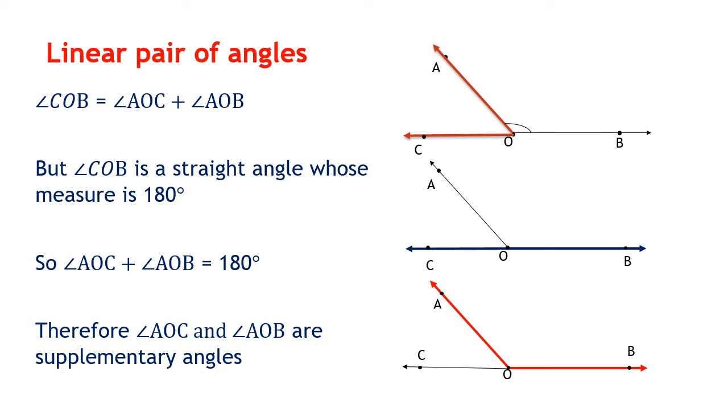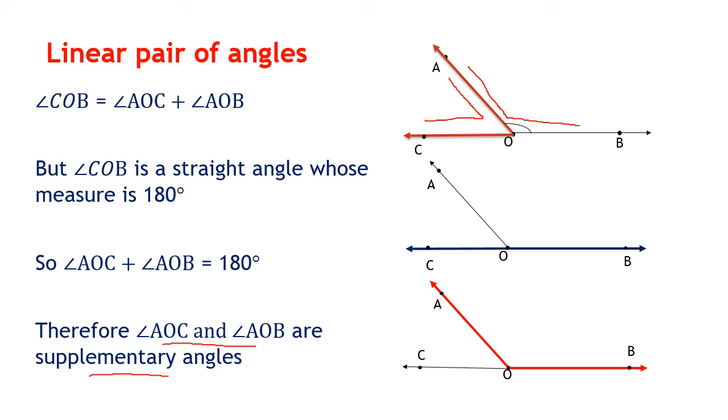So AOC plus AOB is 180, and therefore AOC and AOB are also supplementary. So AOC and AOB are supplementary. They are also adjacent. They are also forming a linear pair.